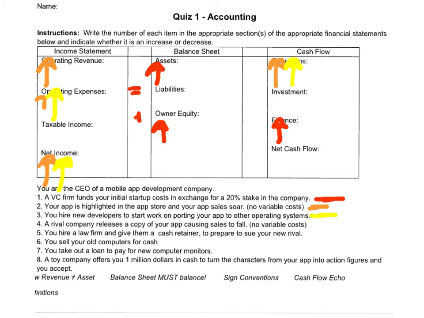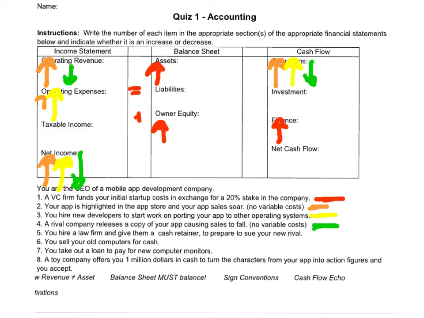Let's move over to green. Next question down. Rival company releases a copy of your app, causing sales to fall. Okay, so the idea that you have here is you've got a decrease in revenue that's taking place. Remember, this is an app. It's not like something that has a lot of embedded wood and metal in it. So the variable cost there being 0 just means that there's no expenses to worry about. So you'll see a decrease in net income and a decrease in cash from operations. And please note that this is just the exact opposite of question 2. It's intended to work that way.